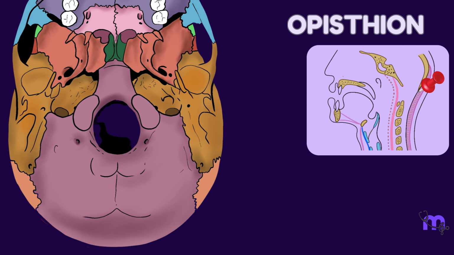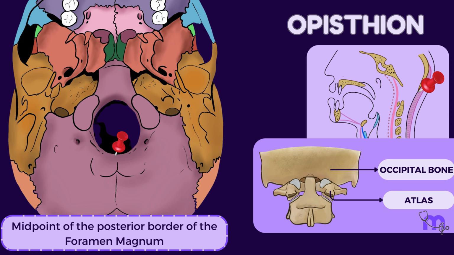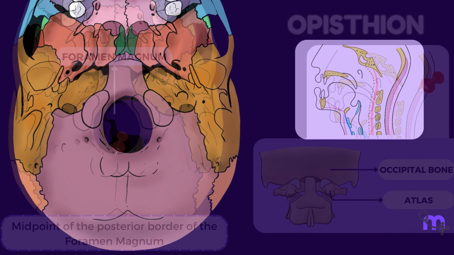Opisthion is the anchor point where the occipital bone meets the first cervical vertebra, or the atlas. It is the midpoint of the posterior border of the foramen magnum.